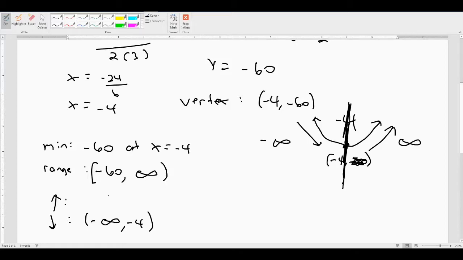And then from negative 4 to positive infinity, the graph is going up. So that's an increase. And we're done.